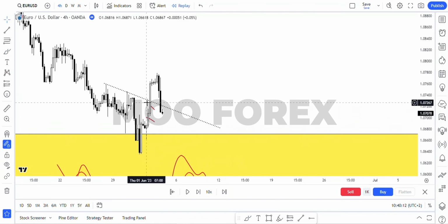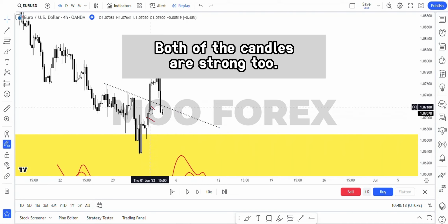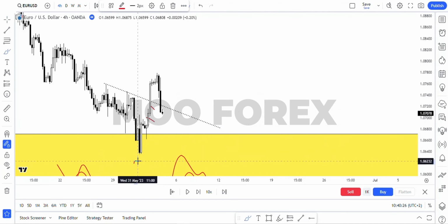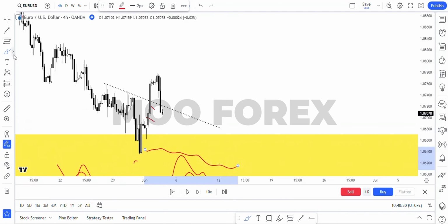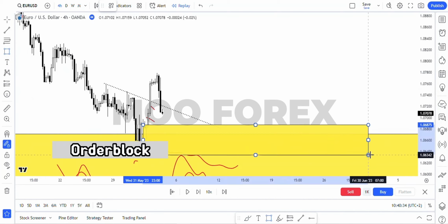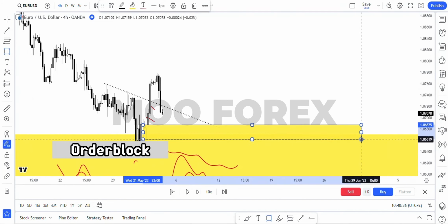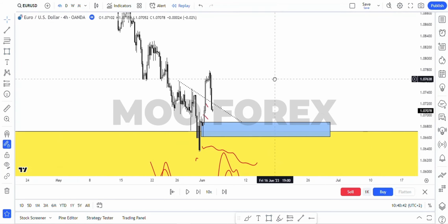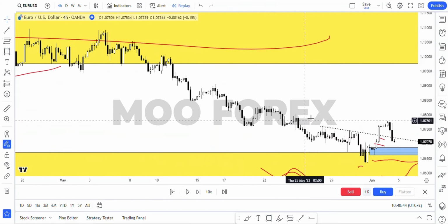So after these two candles formed, I could see that they are so strong, and they actually broke the trend line, and also the price came into the weekly area. So what we're going to do is draw an order block right here. That will be our order block to place an order.